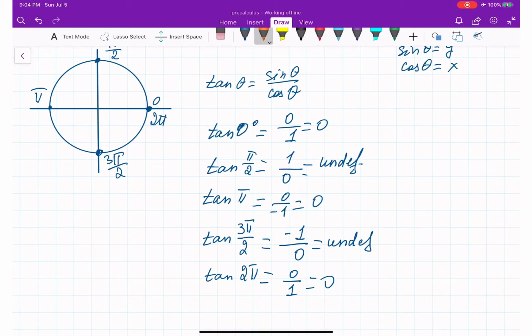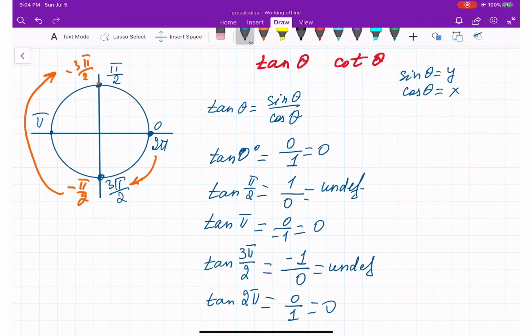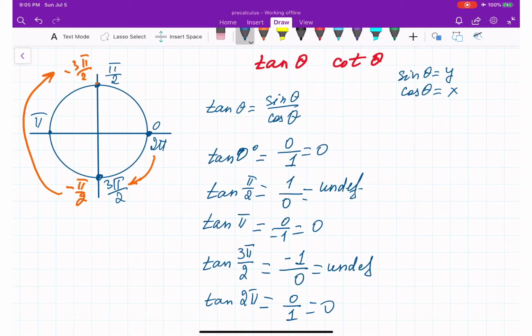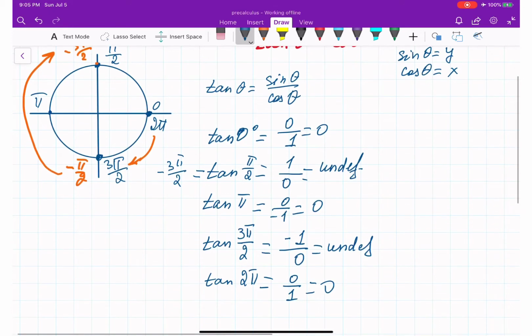Now let me mention it here that 3 pi over 2 is also negative pi over 2, right? Because if you go backwards, you get negative pi over 2, and pi over 2 positive is equal negative 3 pi over 2, because if you go this way, right, negative 3 over 2 pi, which means since the 3 pi over 2 and negative half a pi are the same position, so they will have the same value. So tangent pi over 2, I can write down negative 3 pi over 2, and tangent 3 pi over 2, I can write down negative pi over 2.